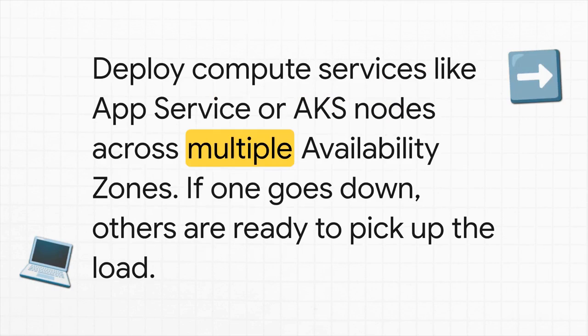Next up, the app logic itself. It's no good redirecting traffic if there's nothing there to handle it, right? So instead of running all our code in one zone, we spread it out. We deploy instances of our app, or our Kubernetes nodes, across all 3 availability zones. That way, if the computers in one zone go down, the others are already up and running, ready to pick up the slack without missing a beat.